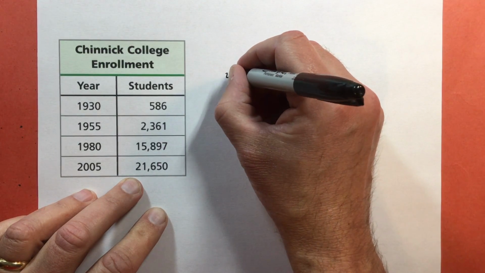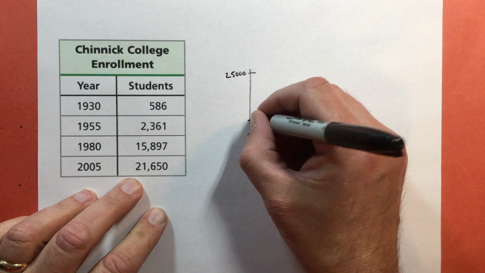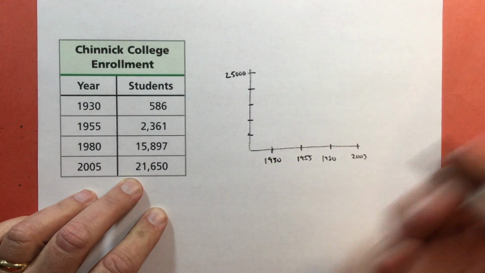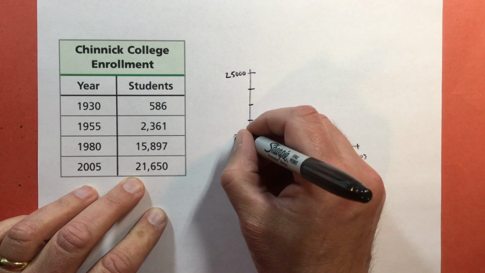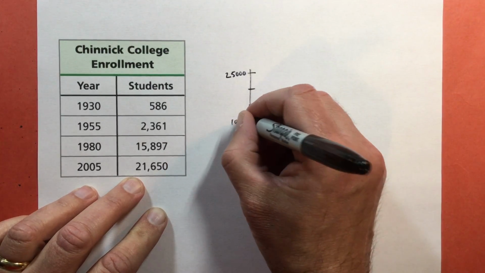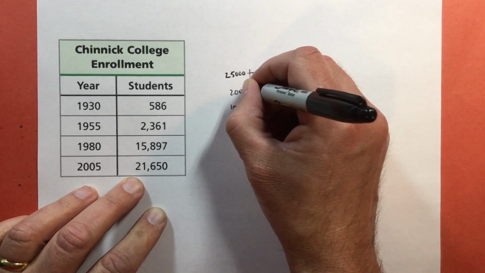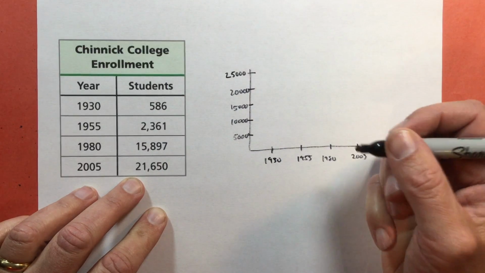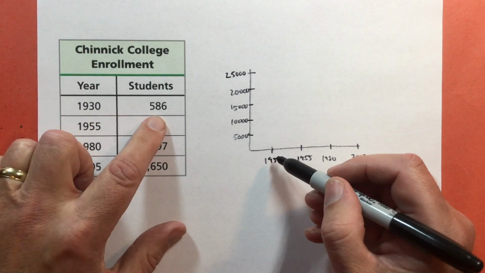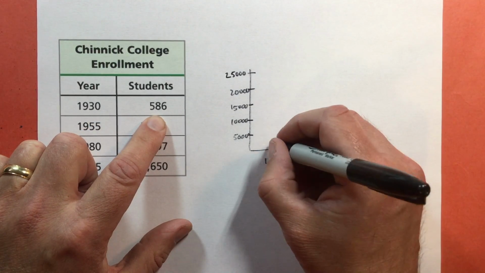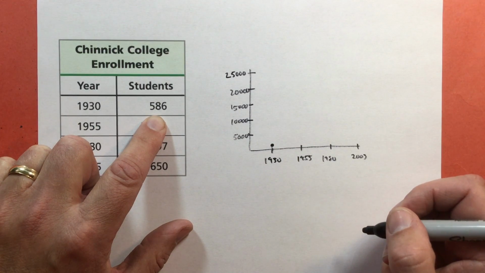Let's say this is 25,000. So if I space it out equally, again, that's why a ruler or graph paper would be good. This looks like it'd be maybe 5,000, 10,000, 15,000, and 20,000. Another zero there. And in 1930, they had 586. That's really way down here. That's not even 1,000 yet. That's more than half of 1,000.